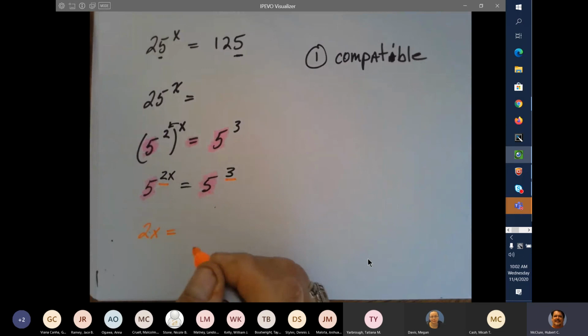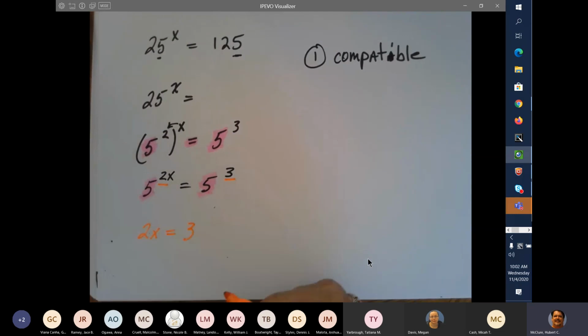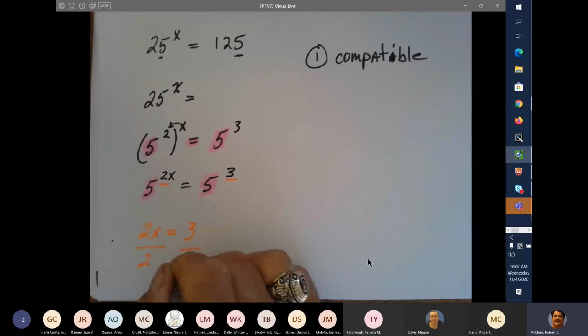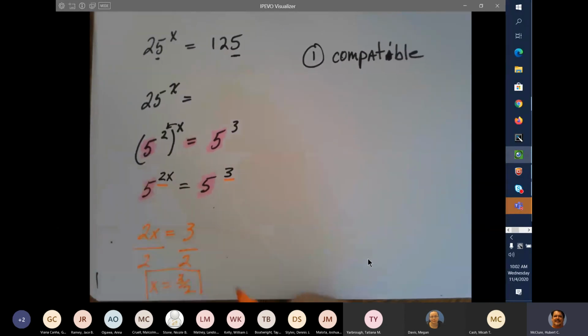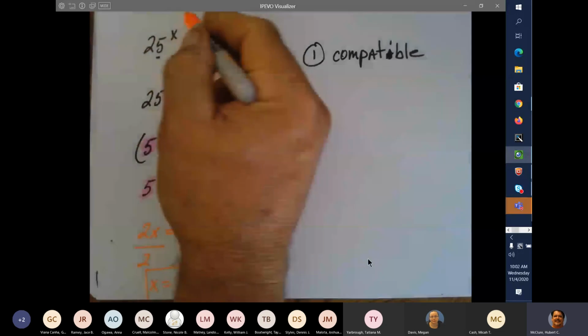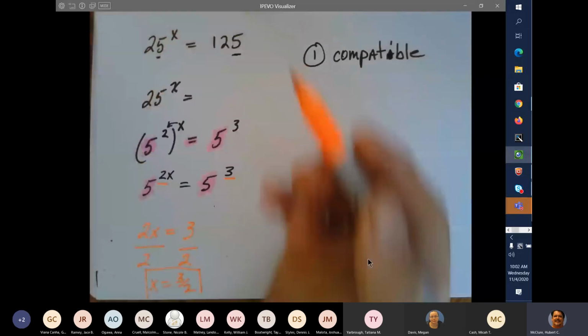Y'all settle down, please. 2x is equal to 3. Divide by 2. X is equal to 3/2. So 25 to the 3/2 power is equal to 125.